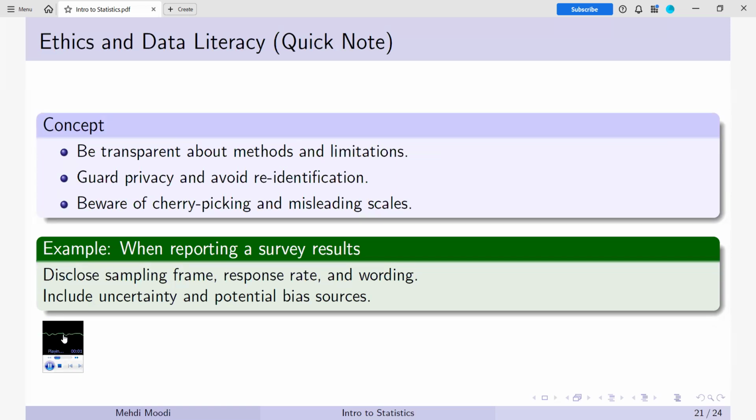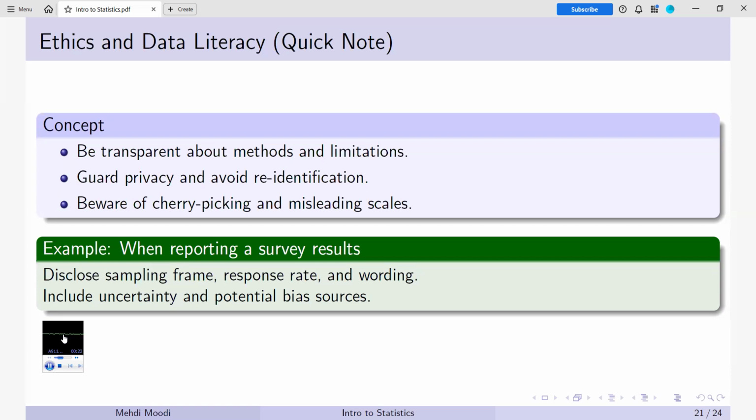Let's break down these ethical checkpoints. Transparency. Always share your methods and limitations. If you only surveyed 50 students at lunchtime, say so. Otherwise, people might think it applies to all 10,000 students. Transparency keeps your audience from assuming too much.